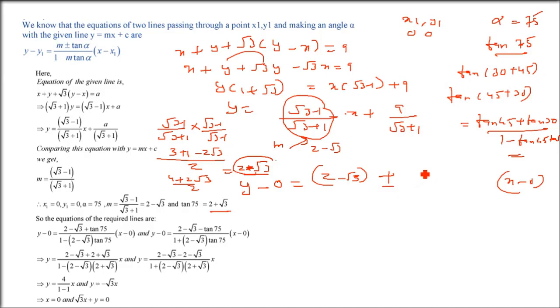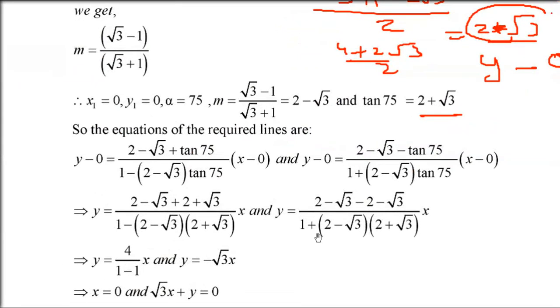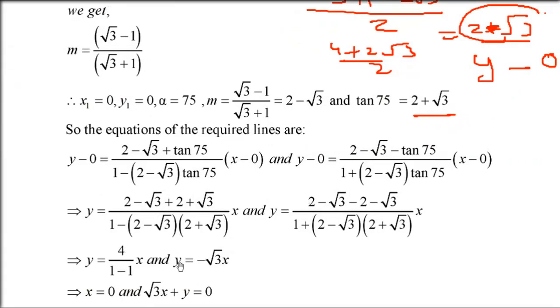Two equations are there. And the other m is 2 plus root 3. So 2 plus root 3, put it here. And the denominator, take negative, positive. So in the denominator you have 1 minus plus (2 minus root 3) into (2 plus root 3), and it should be minus plus. So when you take the plus numerator and minus denominator, you will get this equation. Of course, it will be 4 by 0. So 0, take on the right hand side. You get x equals 0.